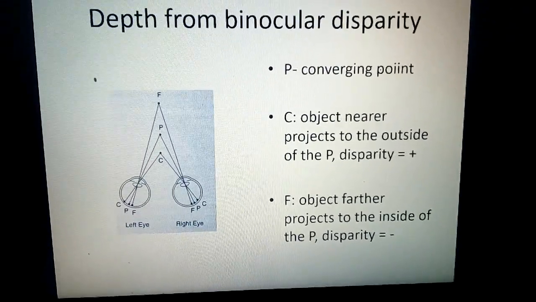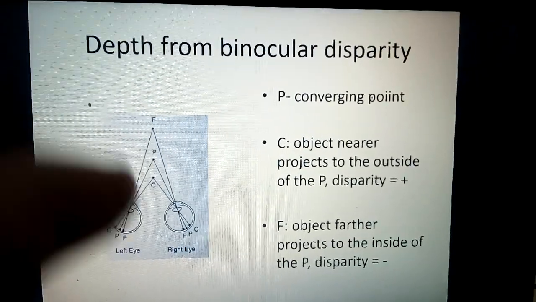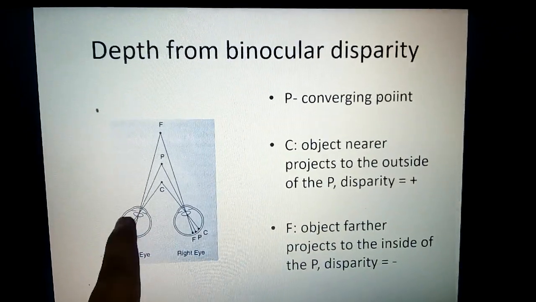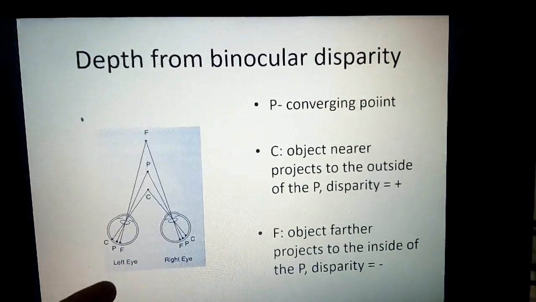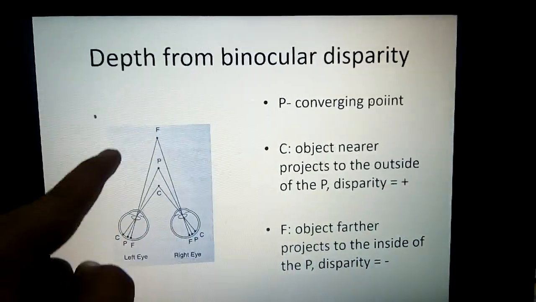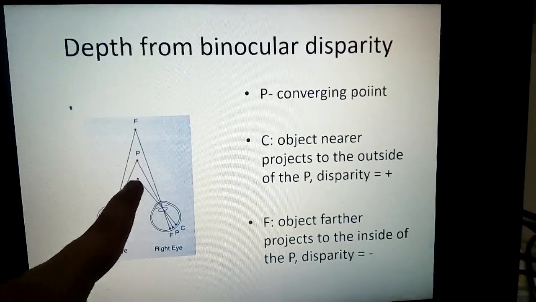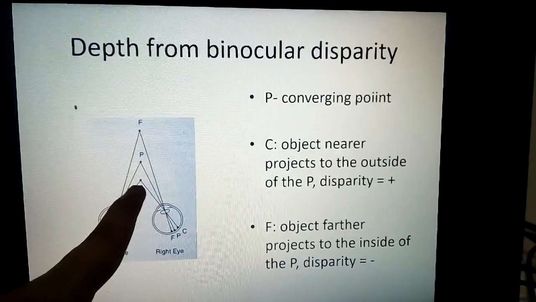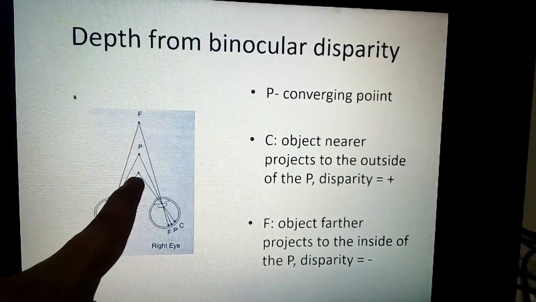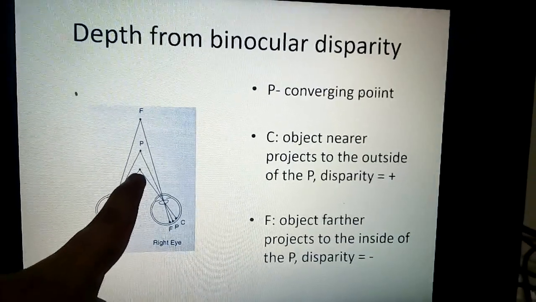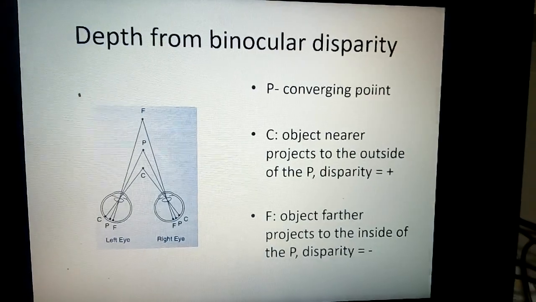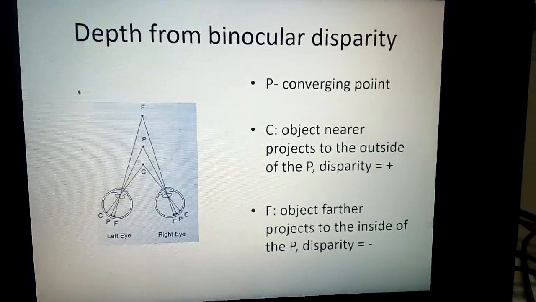So, depth from binocular disparity. You are viewing from the binocular, from this eye and this eye, that is your two eyes. P is generally a converging point. When this point P is near, when the object is near, then the disparity is found to be positive. When the object being focused is far away, then the disparity is found to be negative.